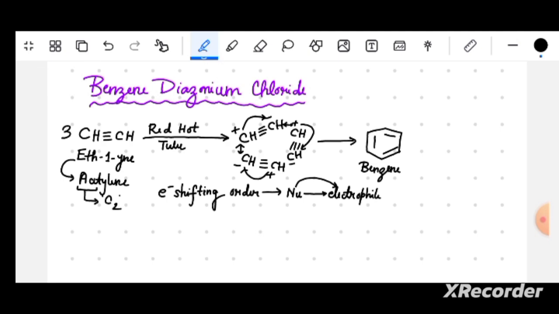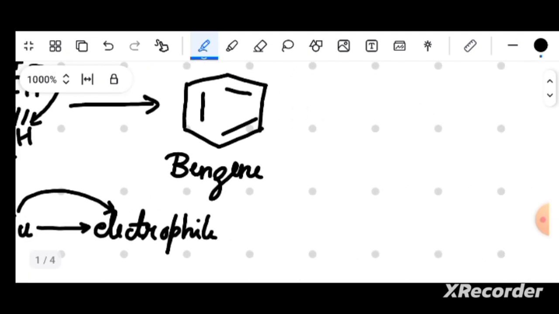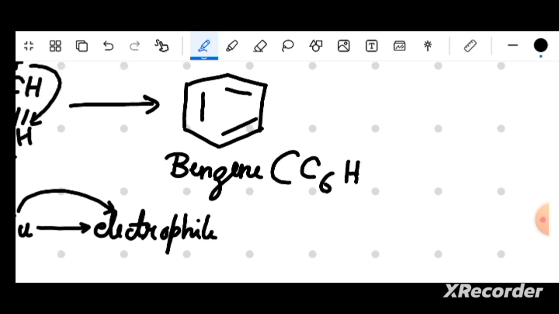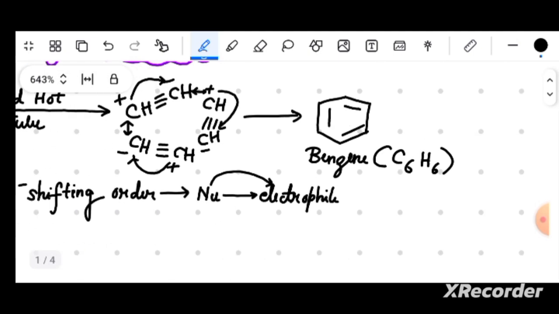Now you may think that okay, benzene is formed already. What is the formula of benzene? The formula of benzene is C6H6. So obviously, if it is C6H6, we will understand that from benzene we will get so many common names of different compounds that I think most of them are very important.